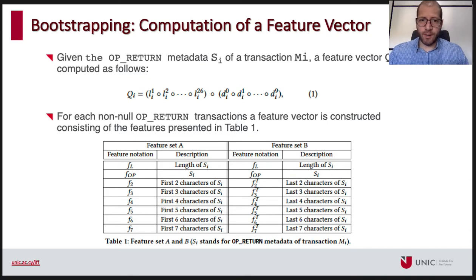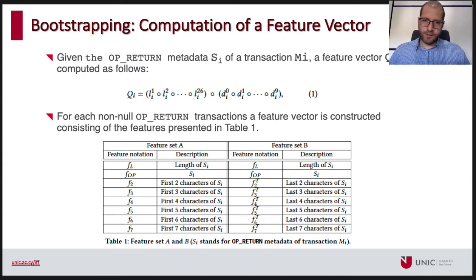For FL, this stands for the length of the op return metadata that is counted in terms of characters. This feature is used based on the assumption that different entities that issue transactions are likely to use op return metadata of different size. On the other hand, we combine this information with FOP as shown in table 1. This is more of a baseline feature since we use the entire content of the op return signature.